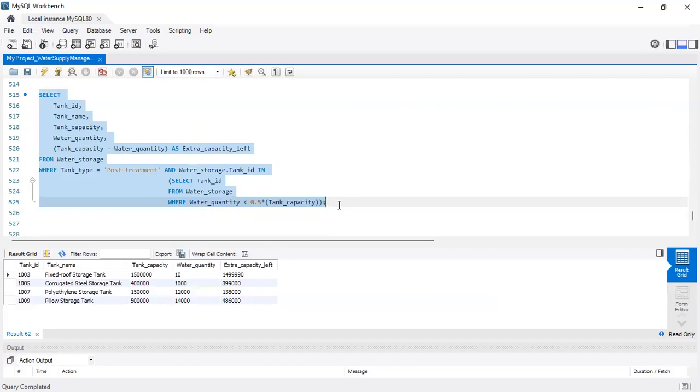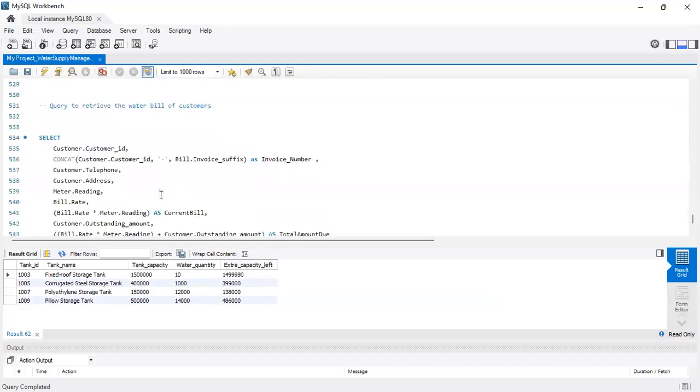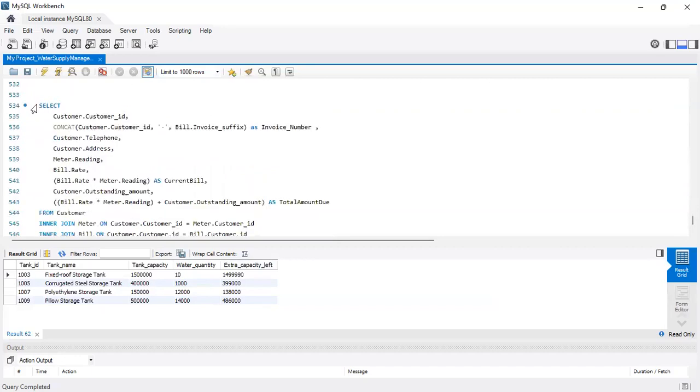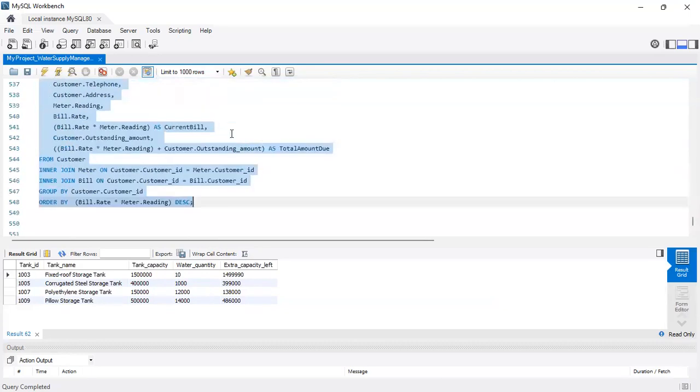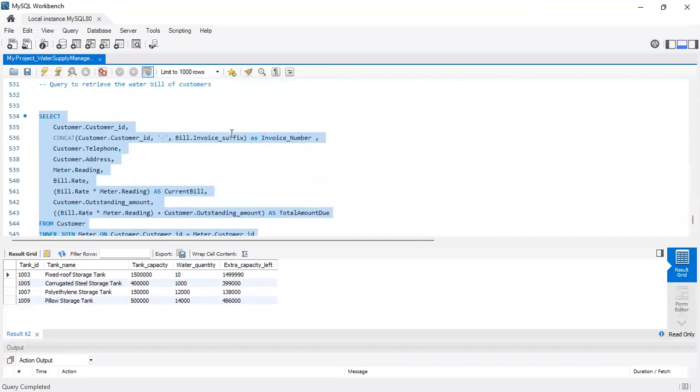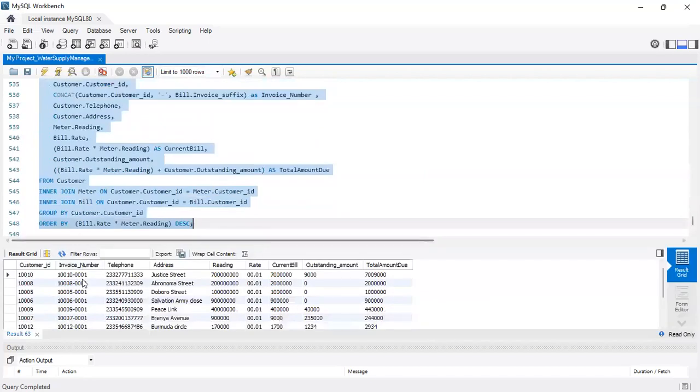Now we move on to the storage status. This checks the storage capacity that is less than half full. It returns the tanks that are less than half full and tells you how much less it is to reach its total capacity. So here you realize that tank ID 1003 has only 10 liters of water, and its capacity is about 1,500,000 liters of water. So the difference is 1,499,990 liters of water.